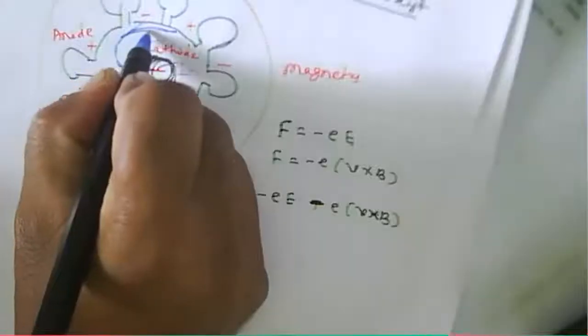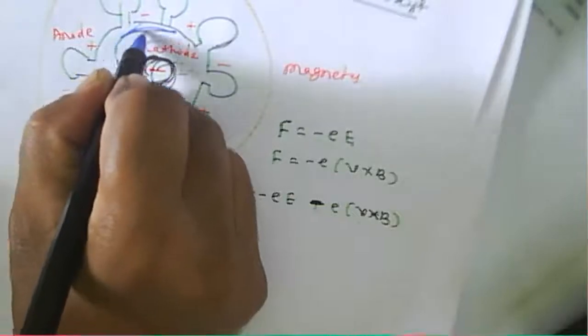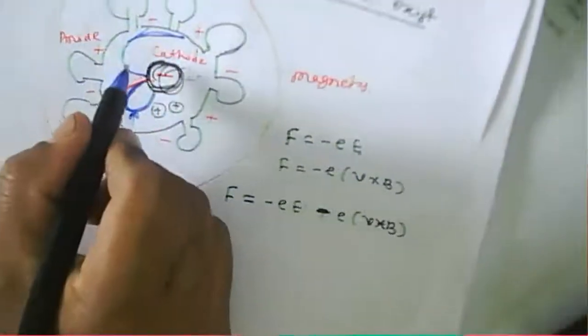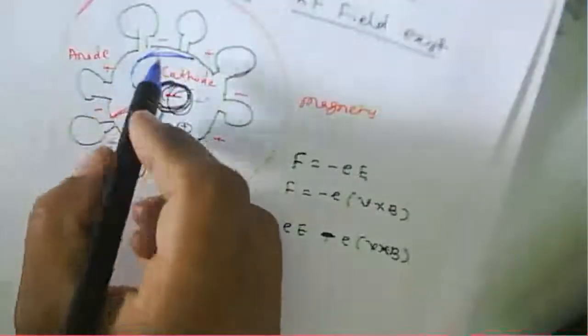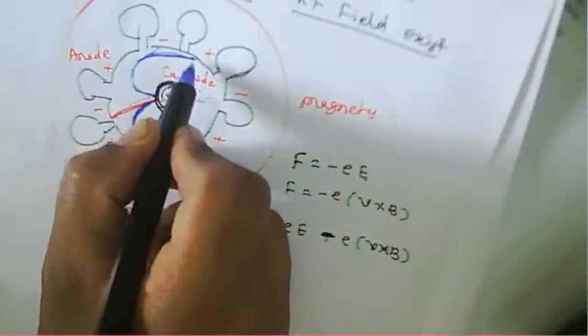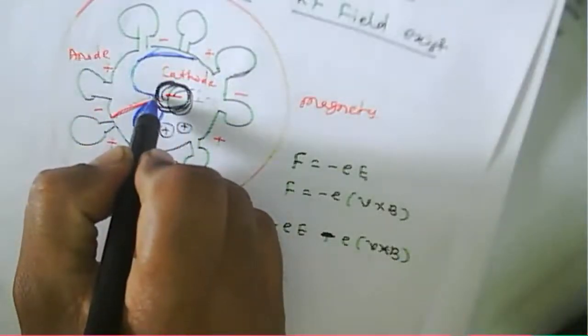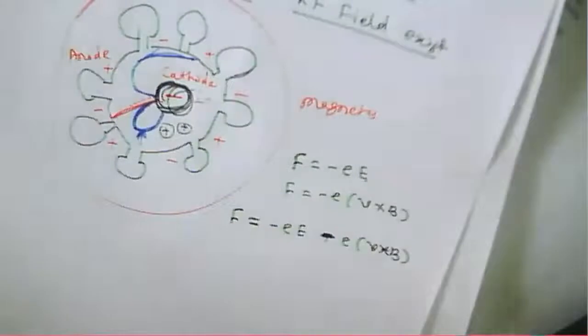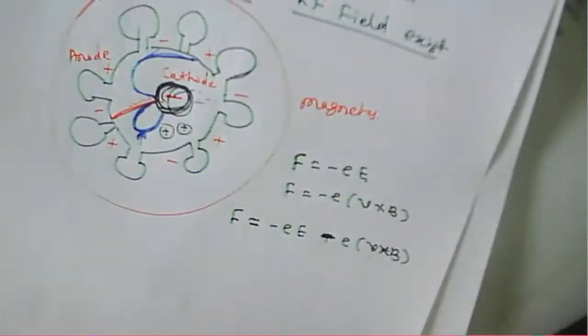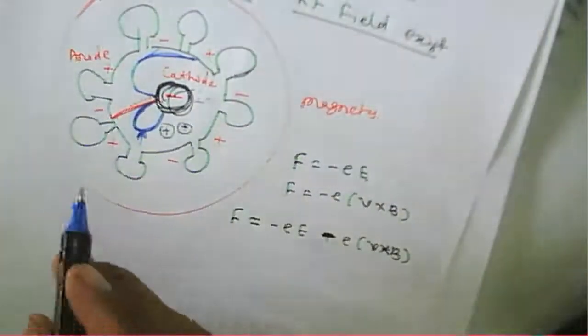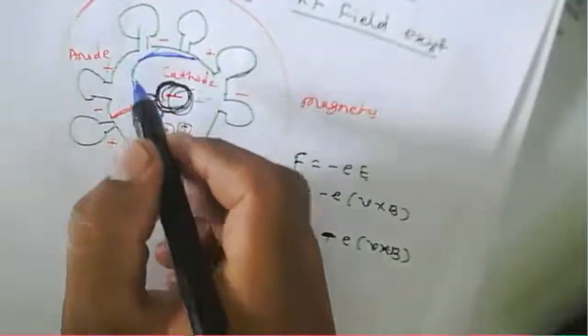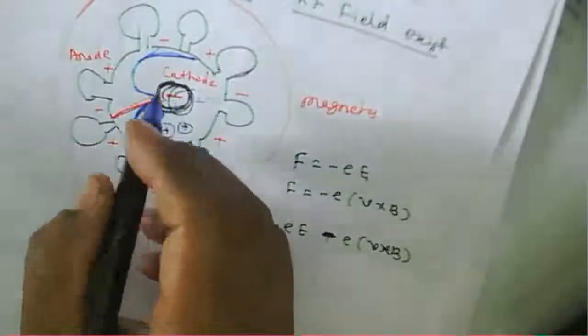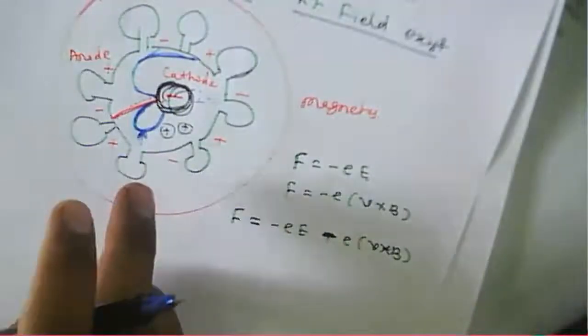Now this is the path of the electron moving from the cathode to the anode. This path is the distance traveled by the electron from the cathode to the anode, so this will take more time. It means that the electron will be present in the interaction field for a longer duration, so that electron gives up energy to the RF field.